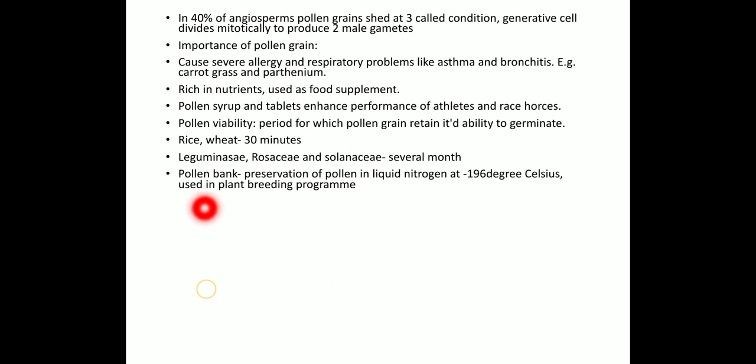Pollen bank. Preservation of pollen grains in liquid nitrogen at minus 196 degrees Celsius is called cryopreservation. The centers where the pollen grains are preserved are called pollen banks. These pollen banks play a very important role in plant breeding programs where the pollen grains are used.